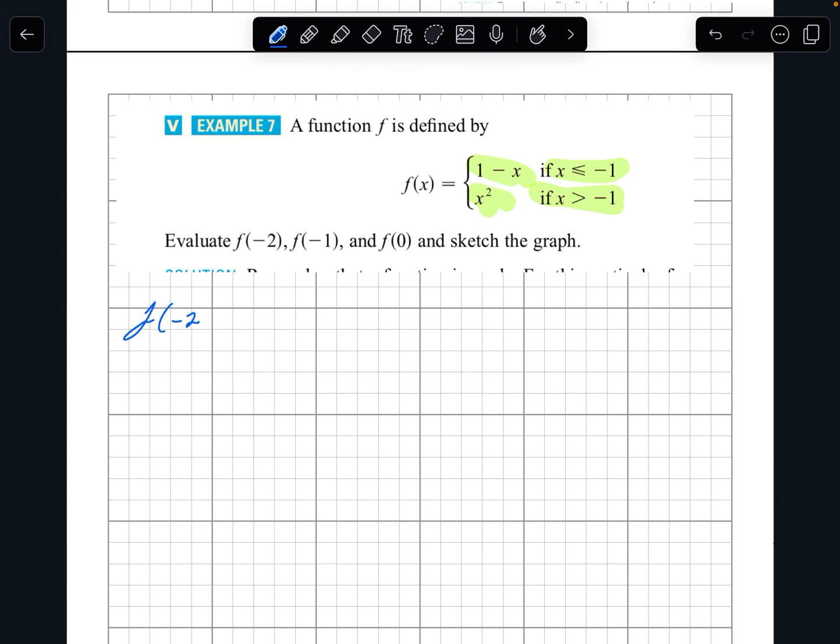So f of -2. -2 is less than -1, so we're going to use the first definition. And then we'll put -2 in for x in 1 minus x, and we get 3.